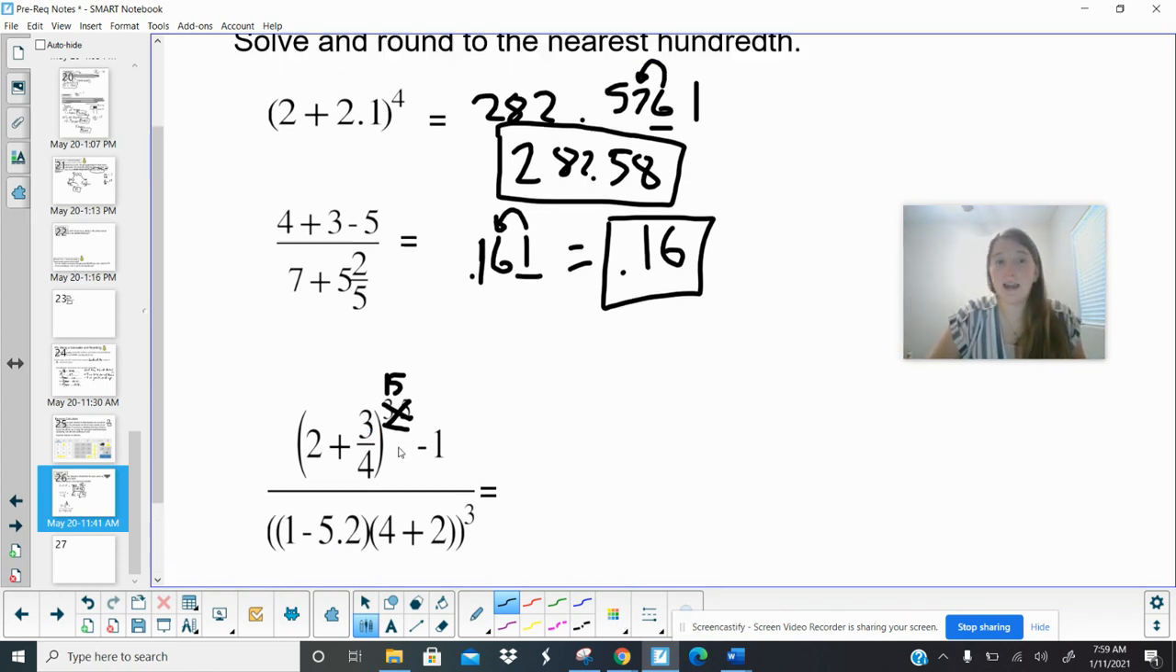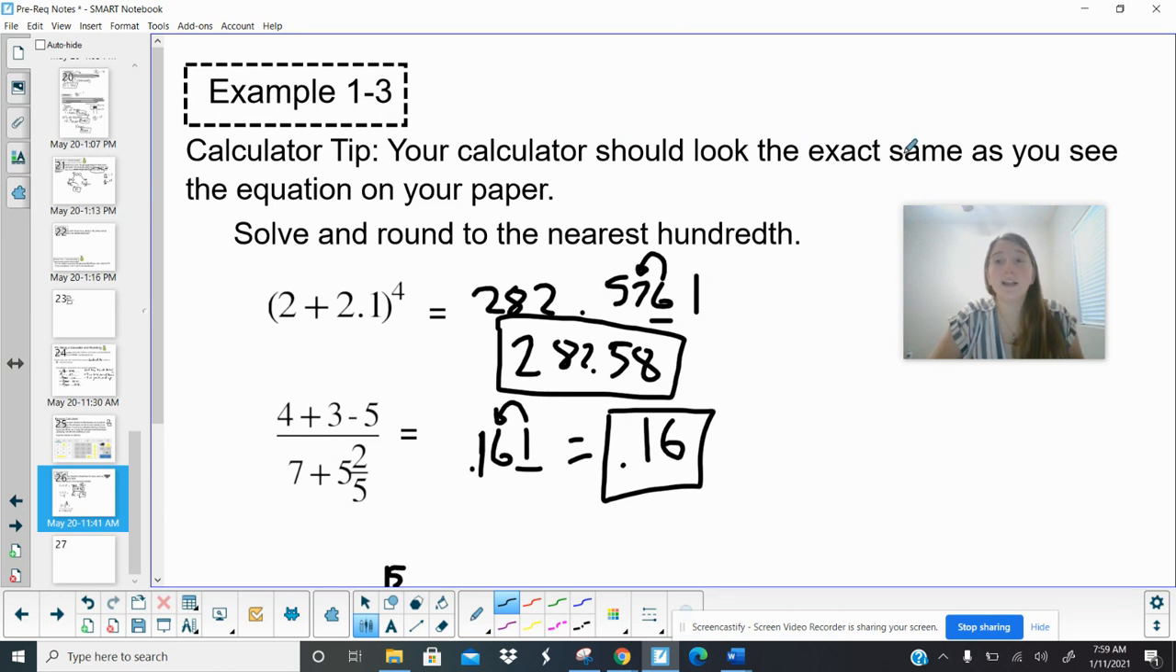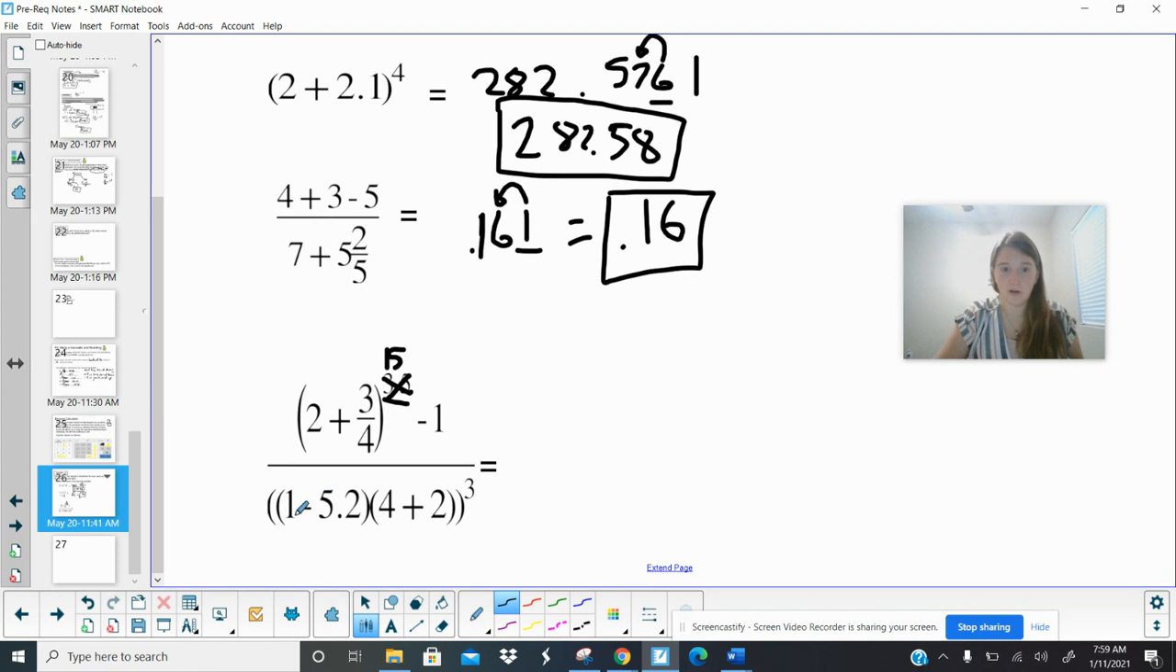The next thing is, again, as a tip, your calculator needs to look the exact same as what you see on your paper here. Notice there's 2 parentheses here, and then these go back to back. That's not a typo. It needs to look exactly like that with that exponent on the outside. So you may want to copy this down if you don't have the notes packet before you look at Desmos, rather than having to flip back and forth. Go ahead and try and plug that in. Let's see if you can get the same answer.